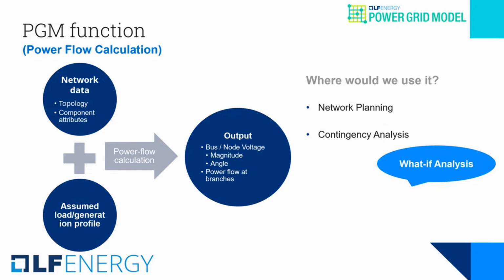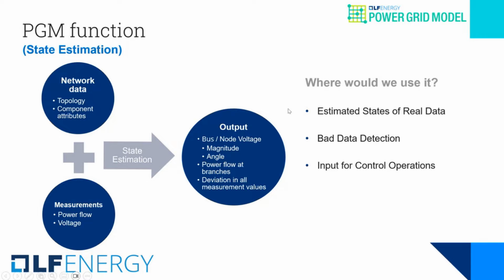I assume that most of you already have basic knowledge about power grids. So we're now starting with the main functions of the Power Grid Model. The first one is, of course, the power flow calculation. It is a what-if analysis where you use the network data and the assumed load and generation profile. You can imagine that with such a grid structure and the input data, what the status of the grid will be.